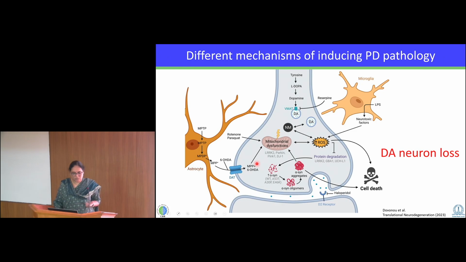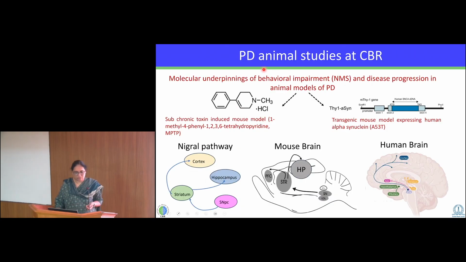These are all transgenic models, and these few are chemically induced models. Apart from this, there are rotenone, as well as paraquat, which also brings about PD-induced pathology. So coming to the work, what we are doing at CBR, we are interested in molecular underpinnings of behavioral symptoms, which is basically non-motor symptoms, and disease progression in animal models.